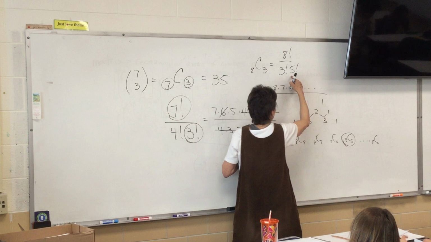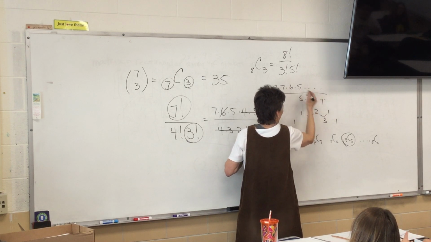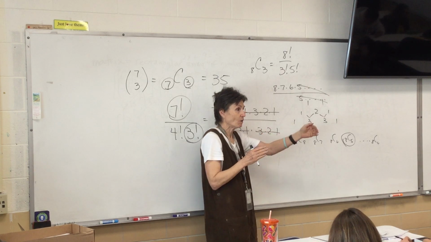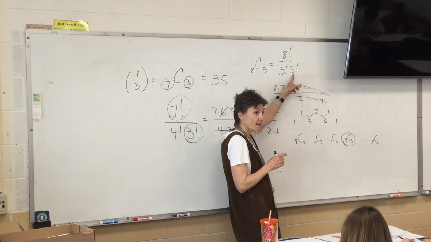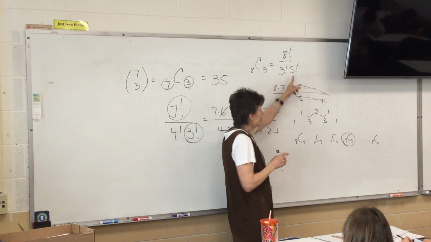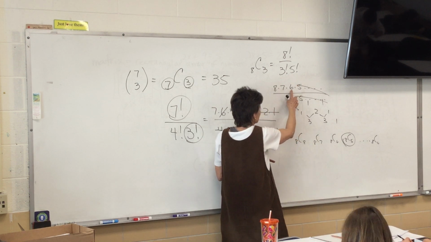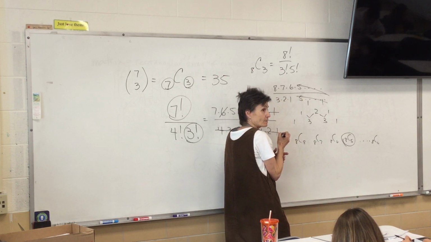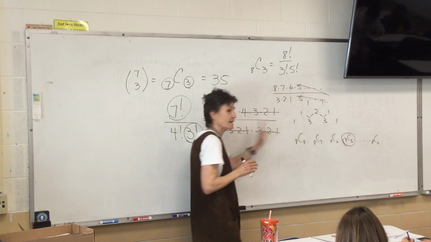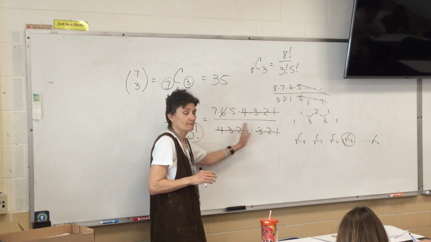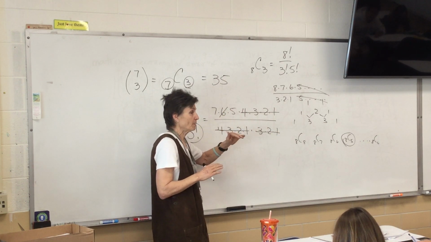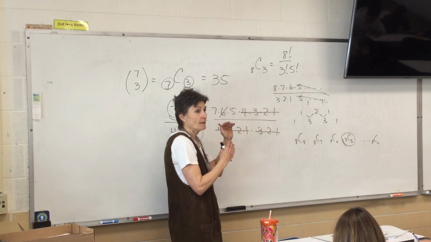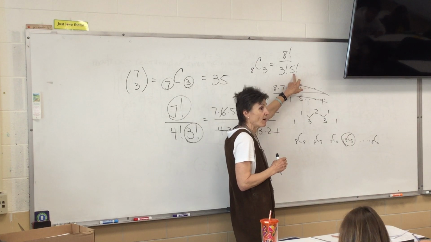Because what's going to happen on the bottom down here? Aren't all those going to cancel? Yeah. Everything from the 5 on is going to cancel with this guy. So all I have left on top is 8, 7, 6, and all I have left on the bottom is 3, 2, 1. If that confuses you, write it all out like I did here. With all these problems, at some point, canceling is going to happen. And in this case, it happens starting with the 5.